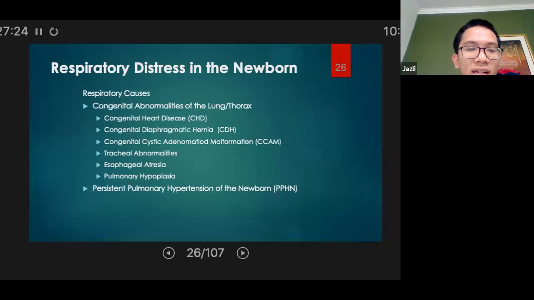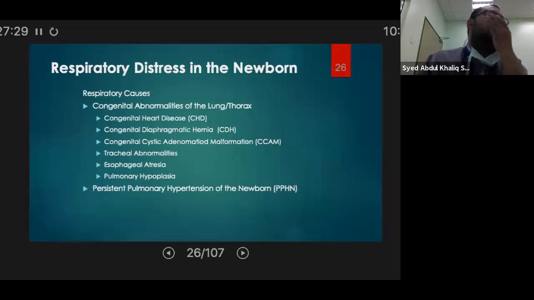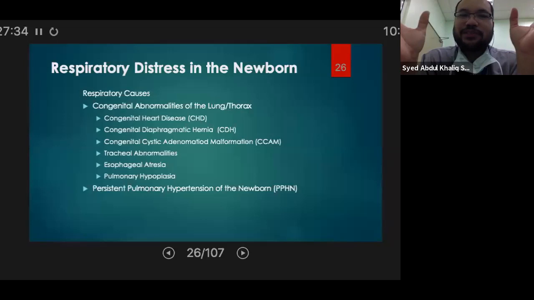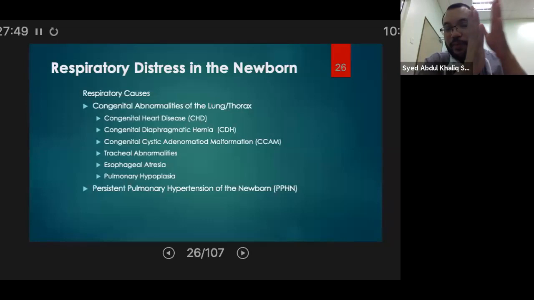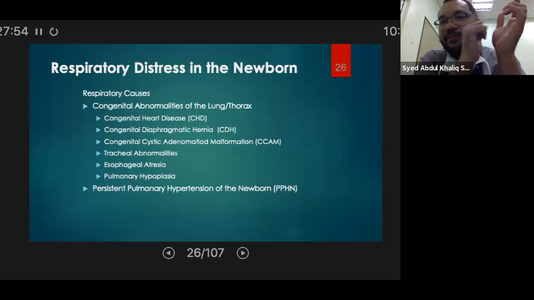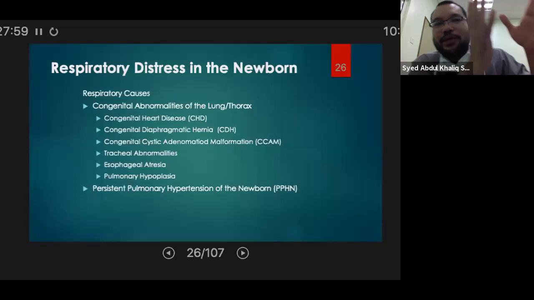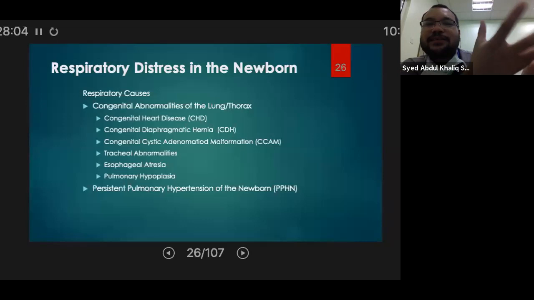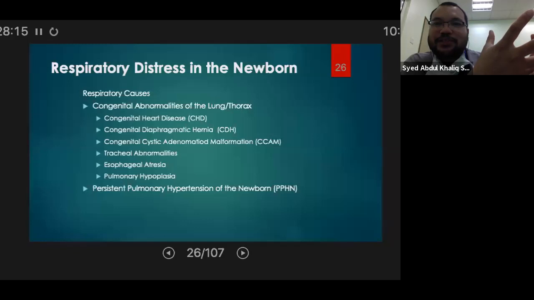So basically, in fetal life, when the baby is inside the mother's uterus, they don't use the lung, and the lung is filled by fluids. There's compression on the blood vessels, which causes an increase in the pulmonary pressure. And what is connected to the baby is the placenta, and the placenta is a low pressure circulation.